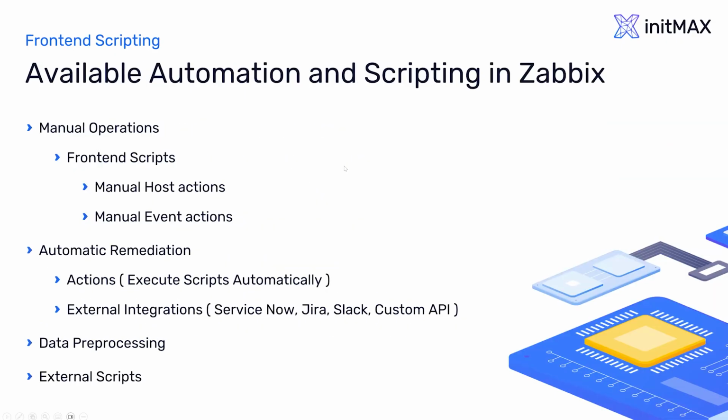If we talk about available automation and scripting types inside of Zabbix, there's a couple of them. It's more than just one. And the first thing that we can distinguish them by is manual operations and manual event actions. So as an example, again, let me bring my front end.